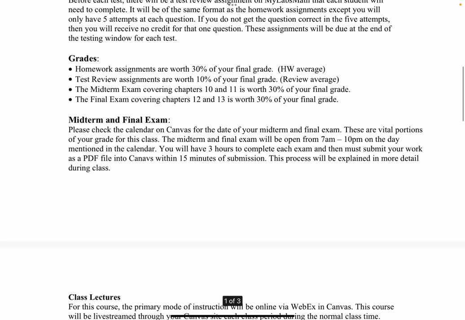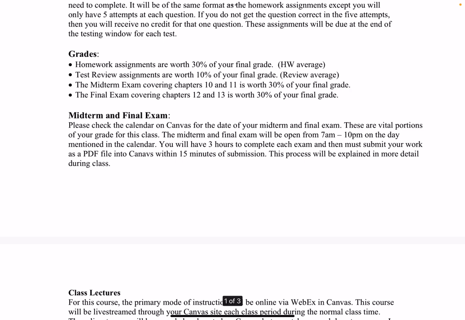You can see there's not a lot of grades in this class. The homework, I'm a big advocate for people doing their homework and it helping them out. As you can see, your homework is going to be 30% of your final grade, so do your homework. You get unlimited attempts. That should be an easy 30%.